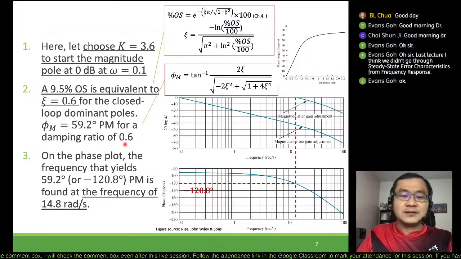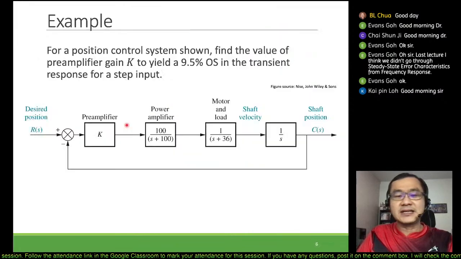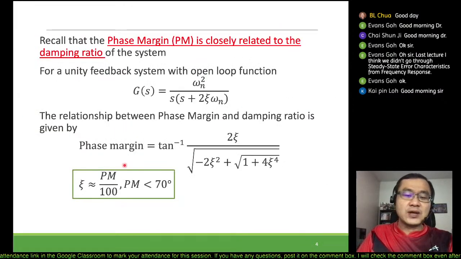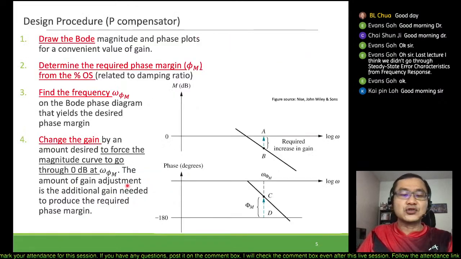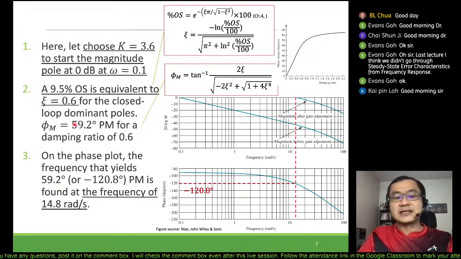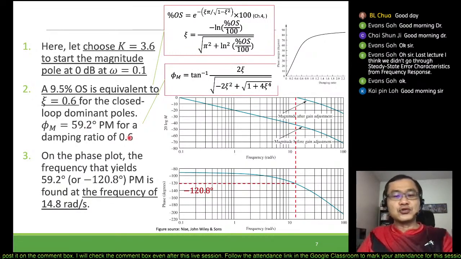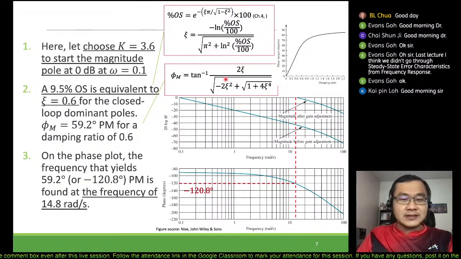Where you have the phase margin divided by 100 should be equal to your damping ratio. You can see that the approximation is very close when the angle is less than 70 degrees, right? So in that case you can see that they are very close to 60 degrees, meaning to say your calculation is correct.